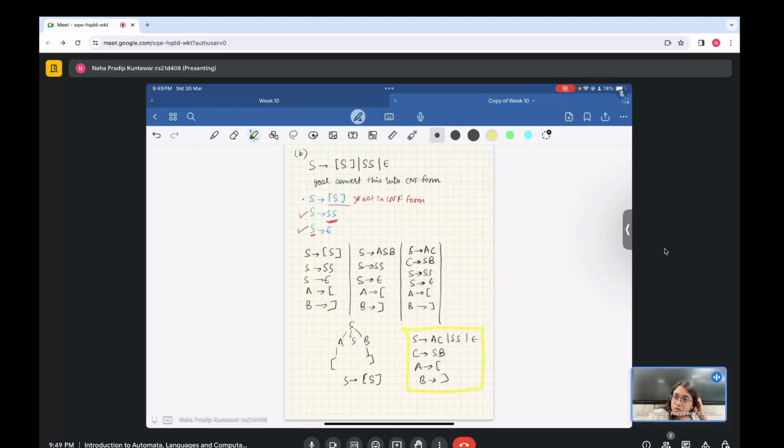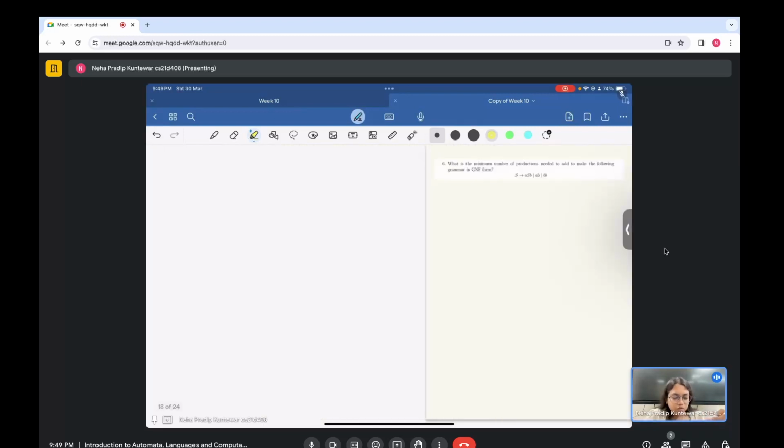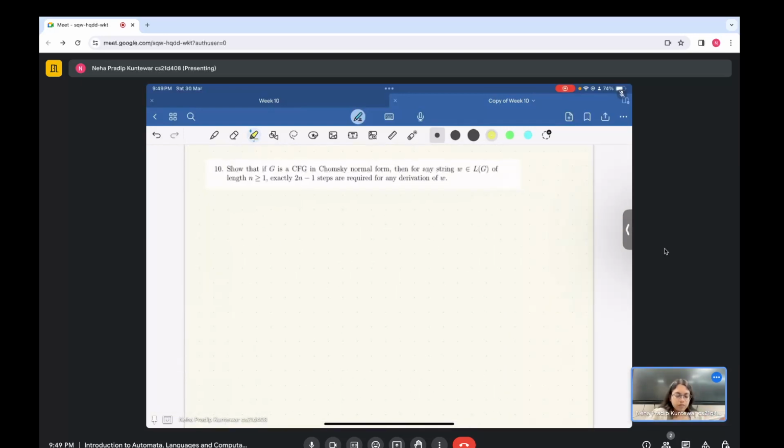Now I want to talk a little bit about some properties of the CNF. So let's take one example. Let's look at this. The question says that you are given a grammar G which is already in the Chomsky normal form, and if you want to generate some string w which is in the language, and let's say the length of w is n, then the claim is that you can derive it using 2n minus 1 steps in the parse tree. So maybe I'll pause for a minute for you to think, and we will discuss this.